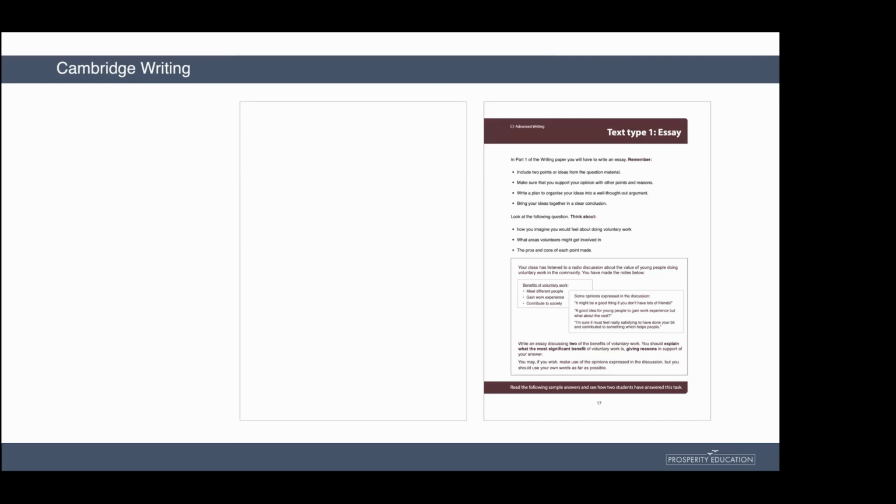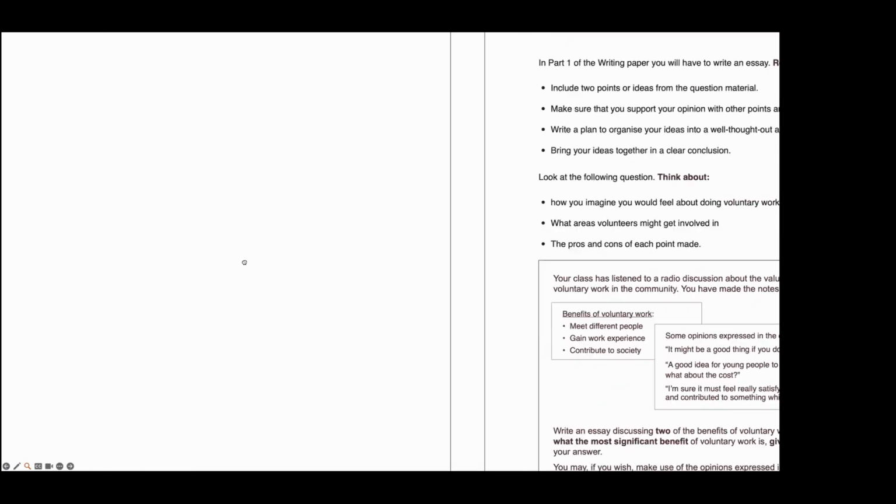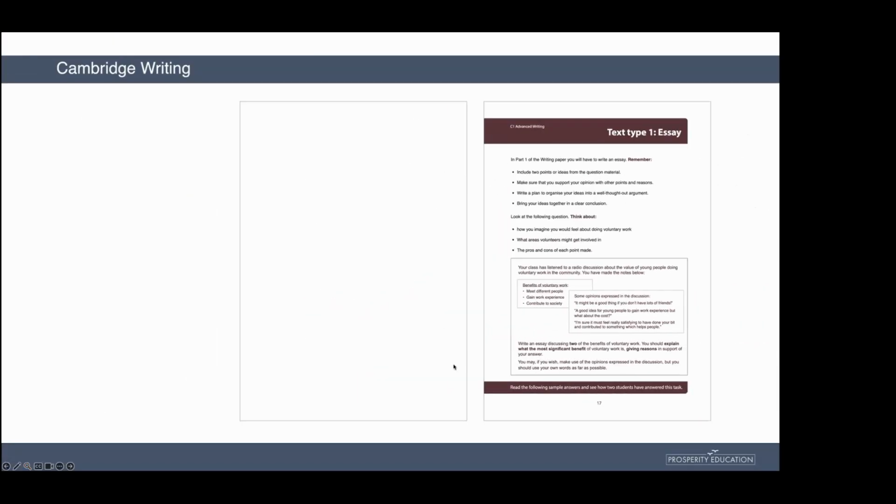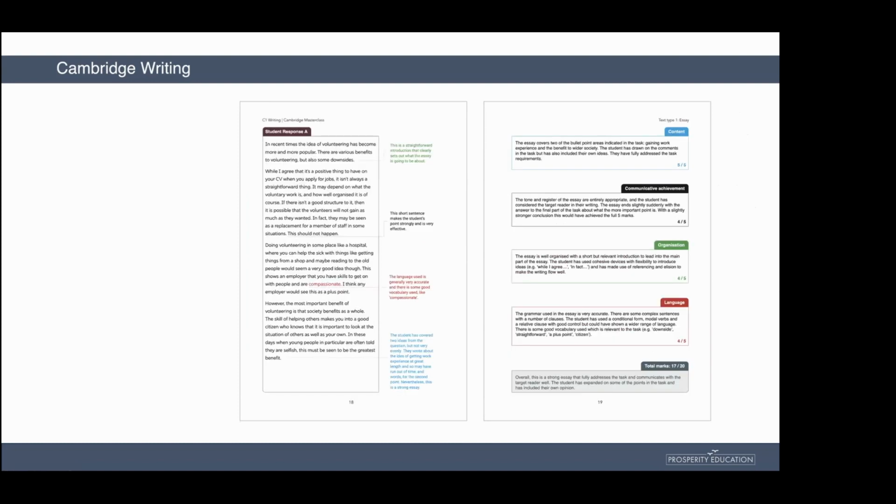Again, it's focusing on one of the task types. In this case, it's the essay. Each unit begins with some reminder points and points to think about before presenting an exam-style question. I'll just try and zoom in on the question itself. And what follows this introductory page are two different student responses, a student response A and a student response B.